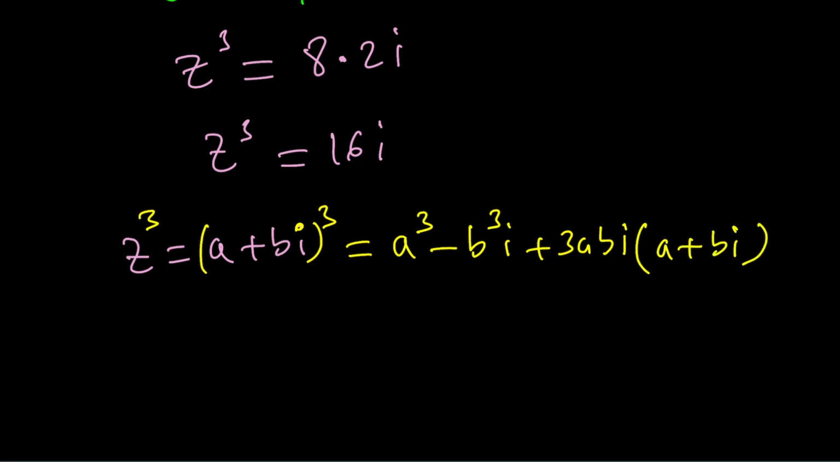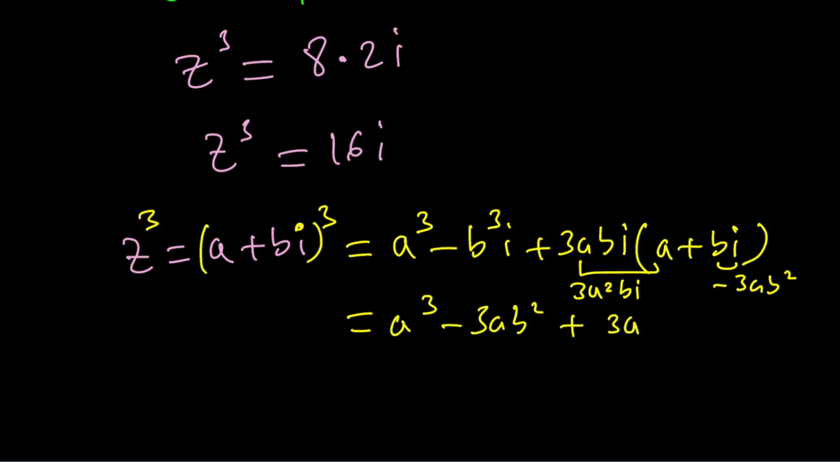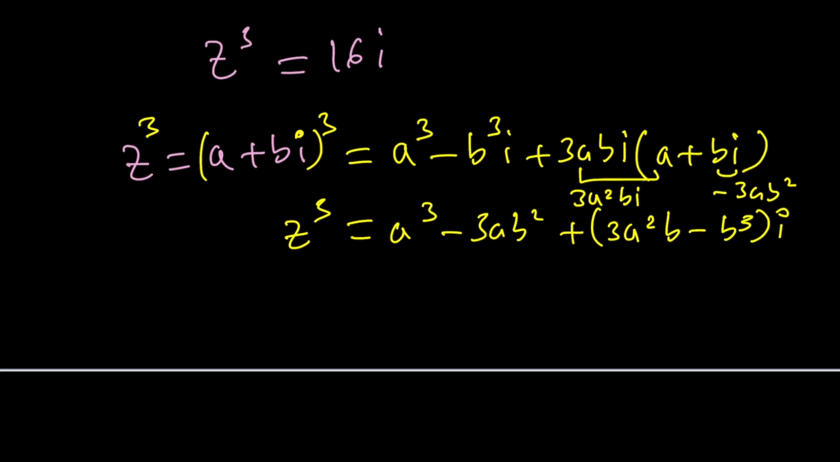And then if you distribute, this is going to give you 3a squared bi, and this will bring you minus 3ab squared. So I kind of have to pair these up. This is the real part, and this is the imaginary part. Be careful with the plus minus signs. A lot of times I miss it. I make mistakes. You probably know. So that's my z cubed, and I want that to equal 16i. You know what that means?